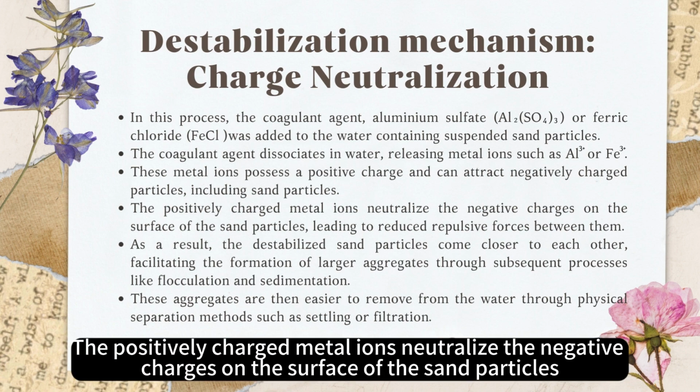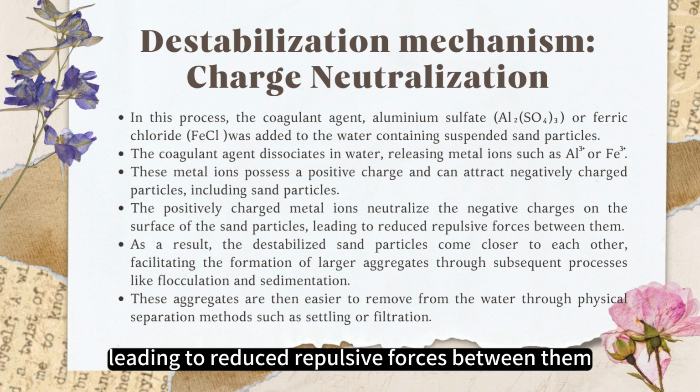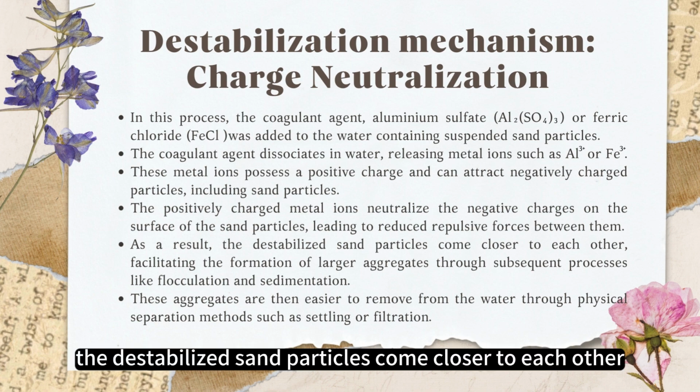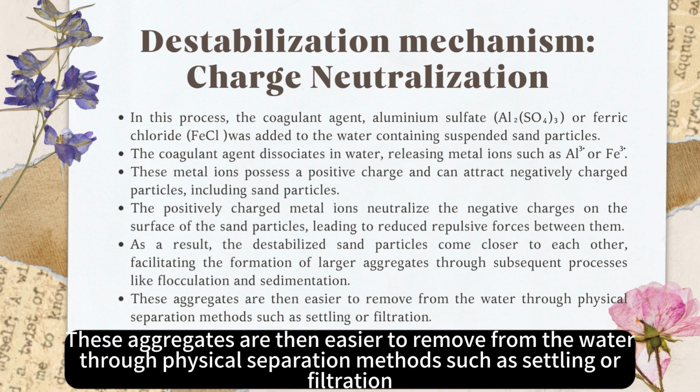The positively charged metal ions neutralize the negative charge on the surface of the sand particles, leading to reduced repulsive force between them. As a result, the destabilized sand particles come closer to each other, facilitating the formation of larger aggregates through subsequent processes like flocculation and sedimentation. These aggregates are then easier to remove from the water through physical separation methods, such as settling or filtration.